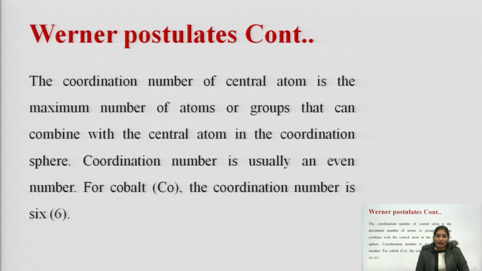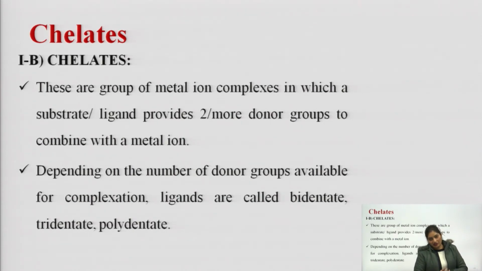So, what is coordination number? Coordination number of central atom is the maximum number of atoms or maximum number of groups that can combine with the central atom in the coordination sphere. Coordination number is usually an even number and in the given example the coordination number of cobalt is 6. So, it gives the octahedral rearrangement.